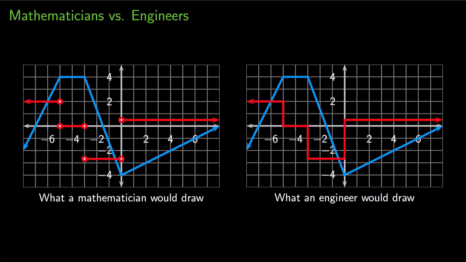So one final note, really important. There's a difference between how mathematicians and engineers draw discontinuous curves. What we just described was that this curve is discontinuous at negative 5 and negative 3 and 0, and mathematicians use open circles to denote that. An engineer generally simply connects the 2 horizontal line segments with vertical line segments, but it is still understood that this graph is discontinuous.